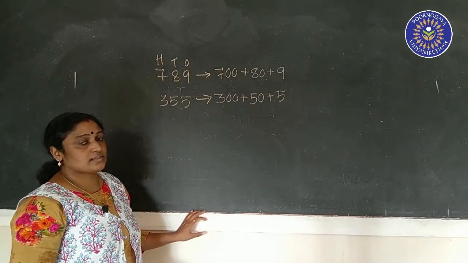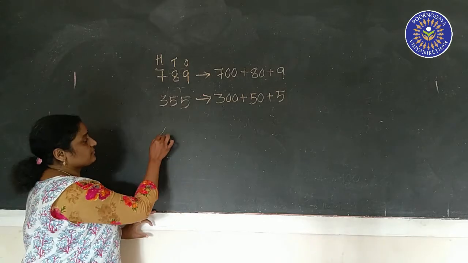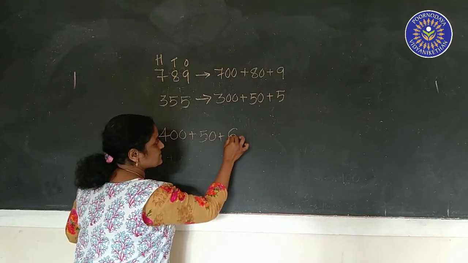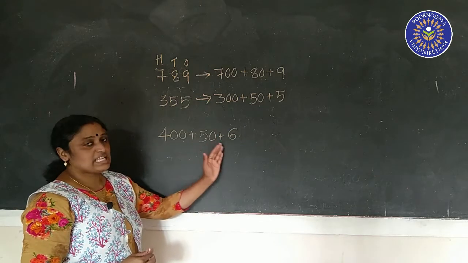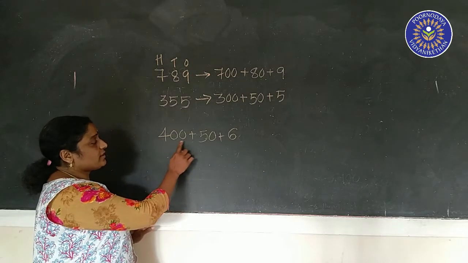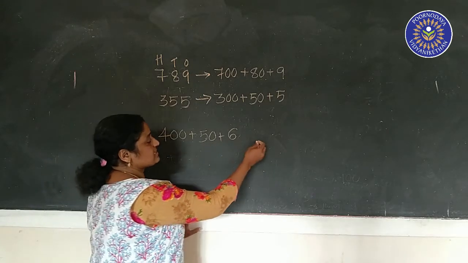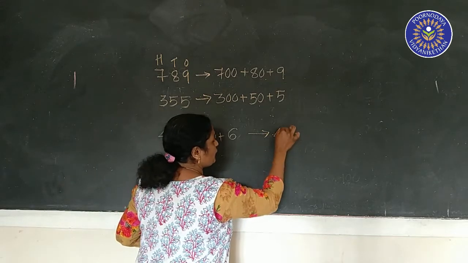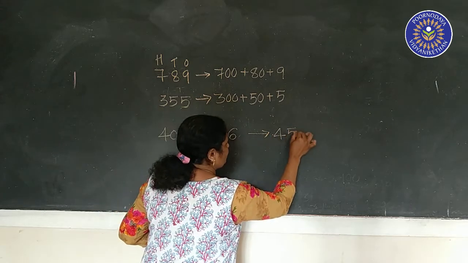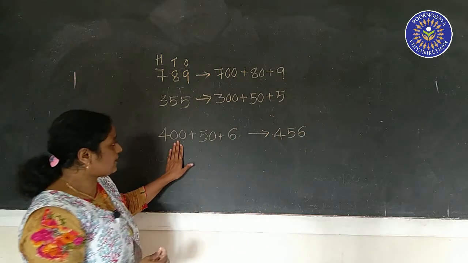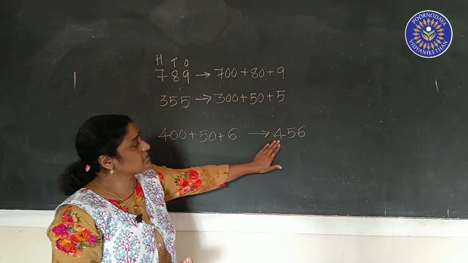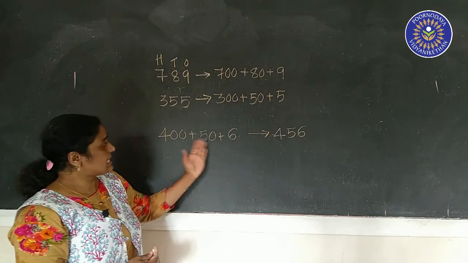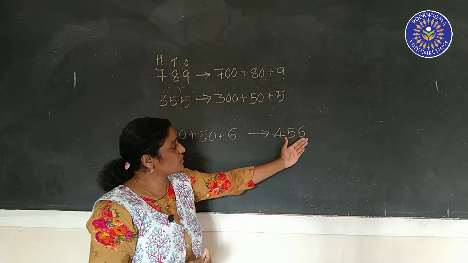Then next, a number is given like this: 400 plus 50 plus 6. This is an expanded form of a number. 400 plus 50 plus 6. Which number is this? We know, 456. 400 plus 50 plus 6, we can write 456. This is the short form of the number. This is expanded form and this is short form.